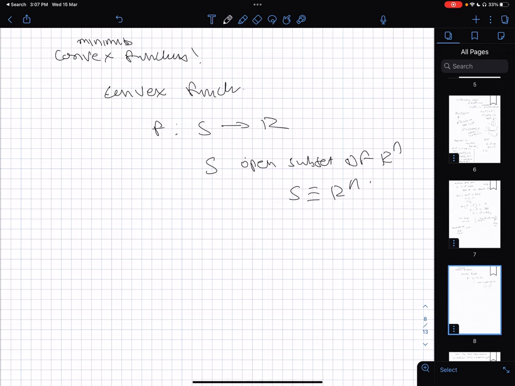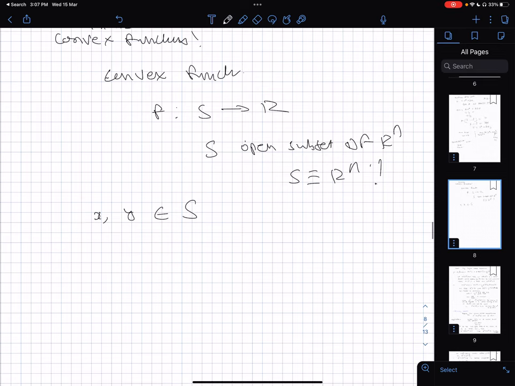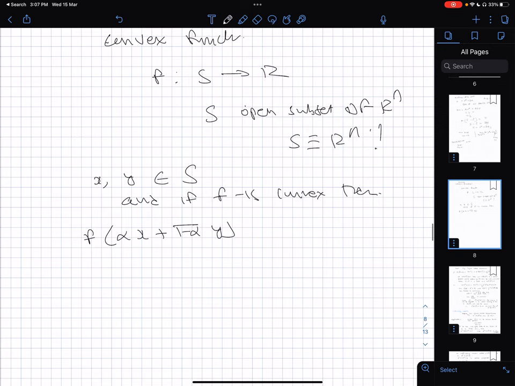It could be even Rn, but S is in general an open subset of Rn. If I take 2 points x and y in S, and if f is convex, then it means that if I look at this, it is called a convex combination of x and y. That is, if this is a point x, this is a point y, then the convex combination is the set of all points between this and this.